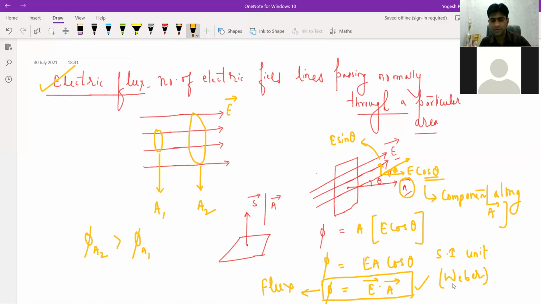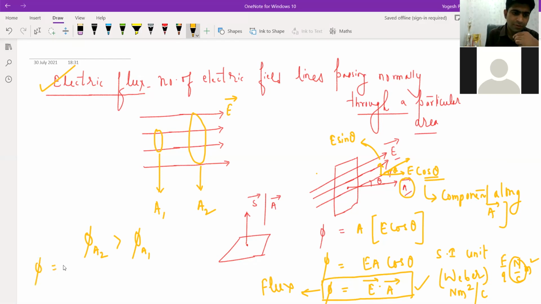Or Weber, yes. Newton meter square per coulomb, you must have found this out from here. The SI unit of electric field, E equals F upon Q, so you have written Newton per coulomb for electric field, and for area it is meter square. So Newton meter square per coulomb, this is also correct. You calculated this.